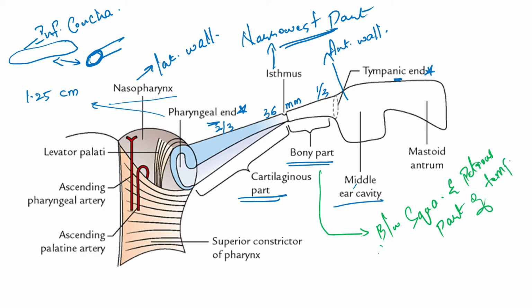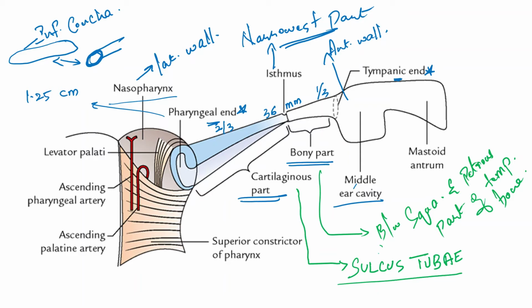Moving on to the cartilaginous part. The cartilaginous part of the auditory tube is located in the area at the base of the skull called the sulcus tubae. The sulcus tubae is the groove present along the base of the skull which is located between the greater wing of the sphenoid and the petrous part of the temporal bone.